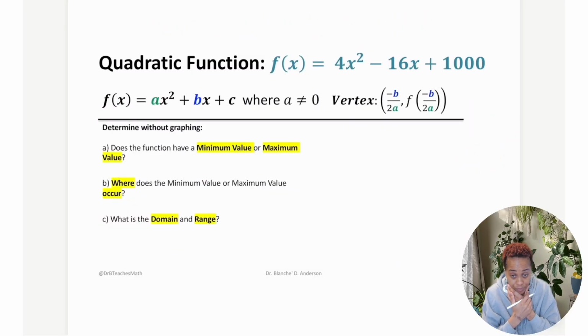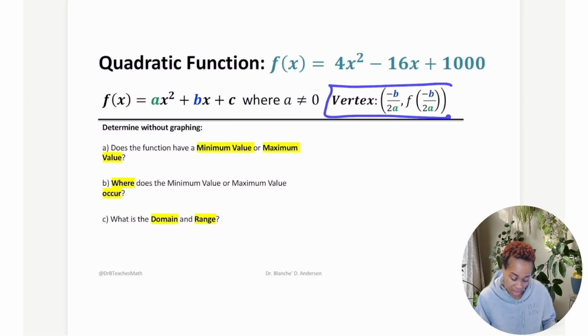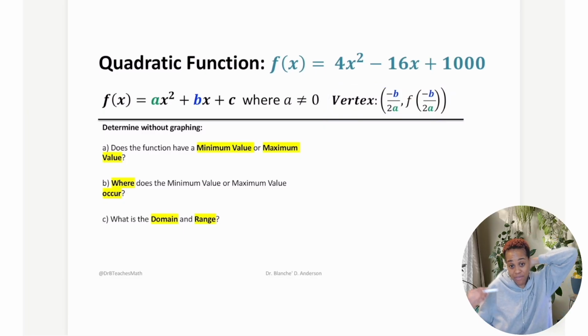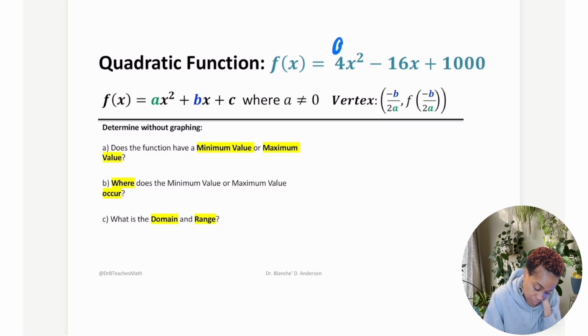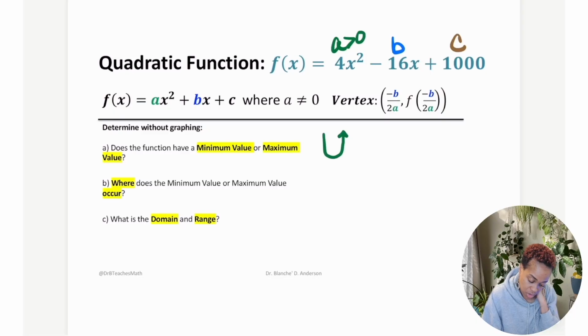So let's look at this one without graphing, and it's in this quadratic form. So we know that a cannot be equal to 0, but we can find the vertex here. Now, does the graph open up or open down? Good. That's our A, right? So this is our A, this is our B, and this is our C. Because A is greater than 0, we know that our graph is going to open upwards.